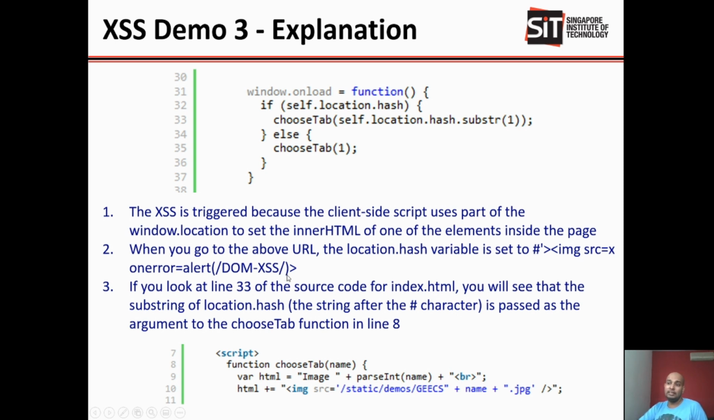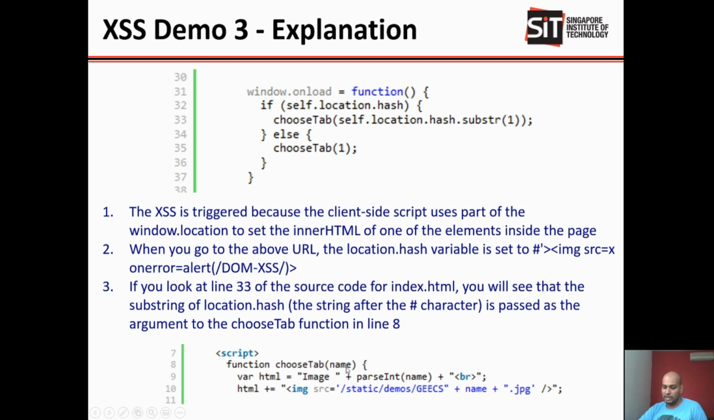And how does it affect the page? For that we need to look at the code a bit more closely. I will explain it in a minute. If you look at line number 33, you'll see that the substring of location.hash, the string after the hash character, is passed as an argument to the function choose_tab.